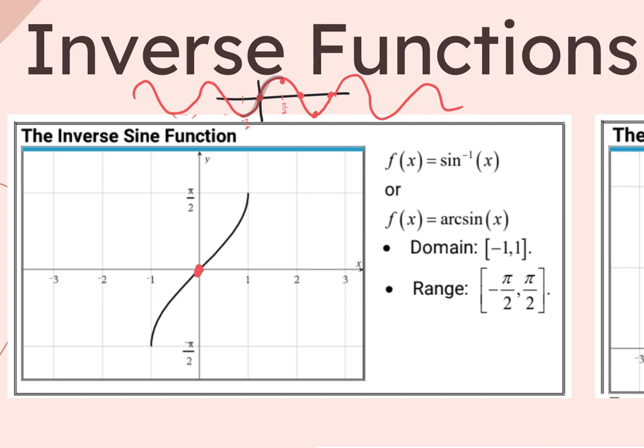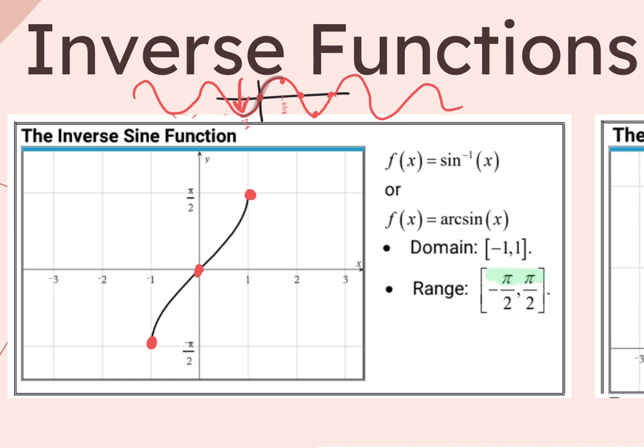Pi over 2, 1 would become 1, pi over 2. Negative pi over 2, negative 1, which would be that coordinate point, would become negative 1, negative pi over 2. And that's why the shape of the curve is like that.